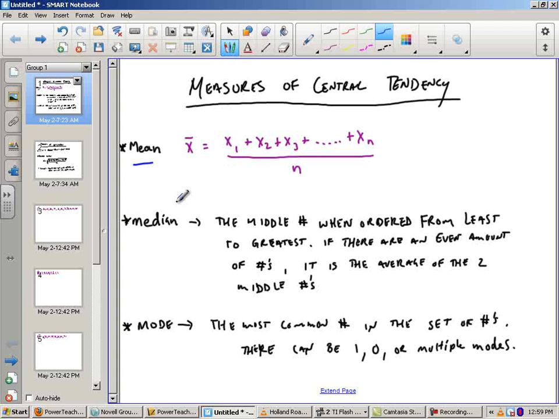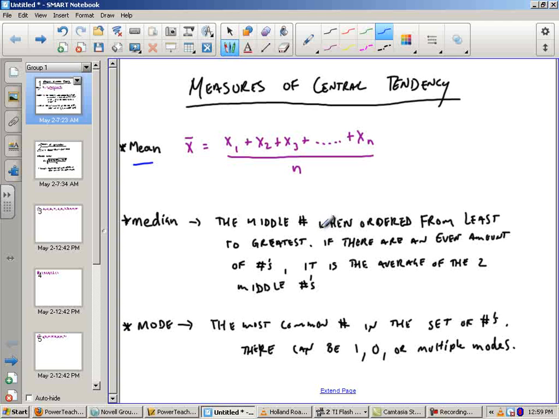Now, most of you probably think of this as the average, which is to add up all of the terms and divide it by the number of terms. We're going to refer to that as x bar, or the mean today. That's the symbol we use for mean. The second term is called the median, which is the middle number in the data set, but the data set has to be ordered from least to greatest.